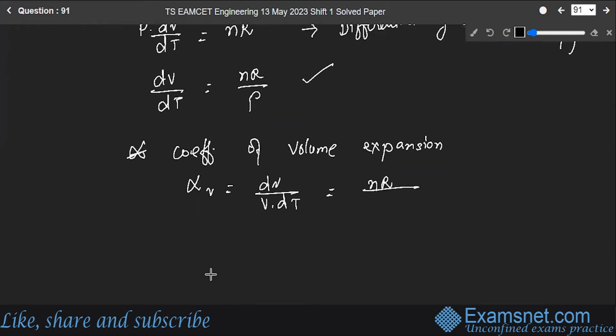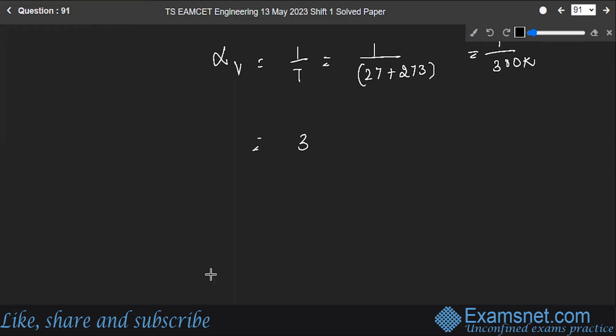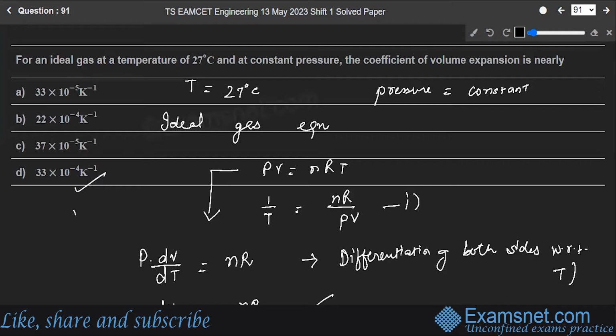So nR upon PV is equal to 1 upon T from equation 1. Or you have the coefficient of volume expansion is equal to 1 upon T, and the temperature is given as 27 degrees Celsius. I'm converting that into Kelvin, so I'll be adding 273 to it. So this is 1 upon 300 Kelvin, or this will be equal to 33 into 10 power minus 4 per Kelvin. This is the right answer to the question, and you have option D as the correct choice.